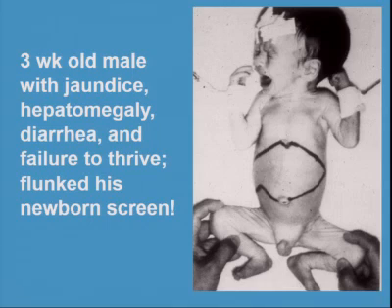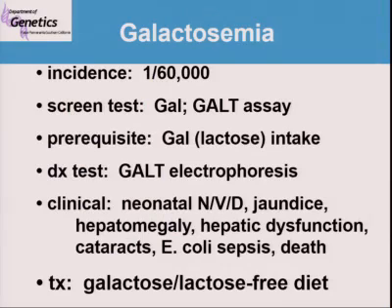So this is obviously a textbook case. I think if you flip through some standard textbooks, you know where this came from. This is a 3-week-old male with jaundice. See the jaundice? He's jaundiced. Hepatomegaly, this is the outline of the liver. Diarrhea, failure to thrive. Flunked a newborn screen for something. Well, that something is galactosemia, because the galactose metabolites that are not processed properly are toxic to the liver. Hence, you get liver failure, you get jaundice, and that's the basis behind galactosemia.